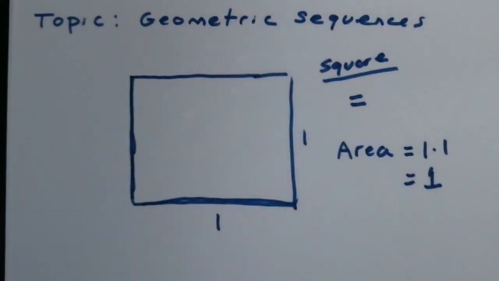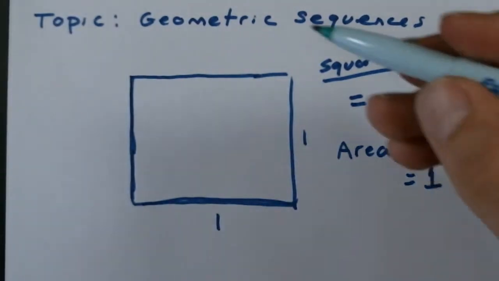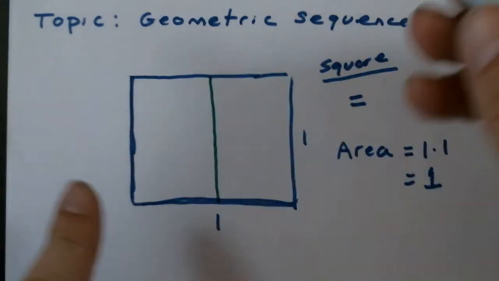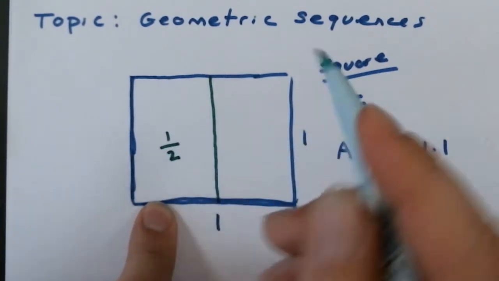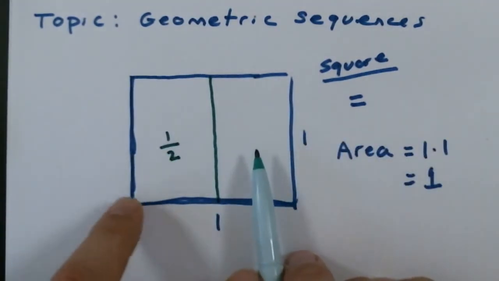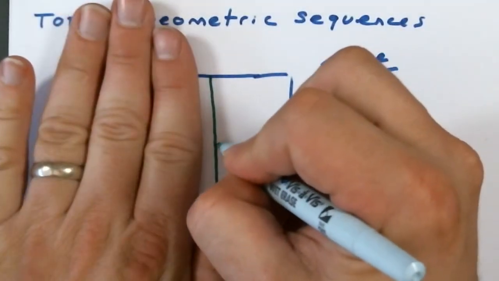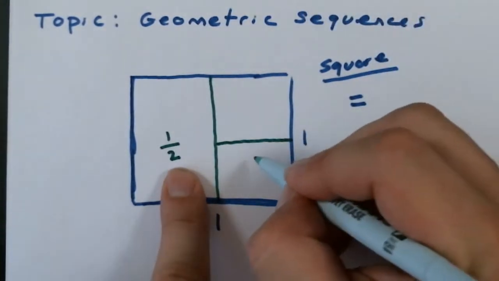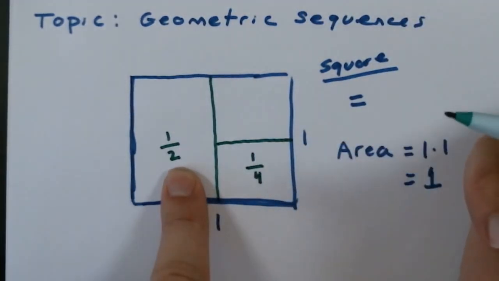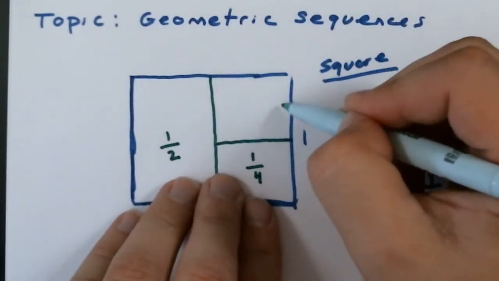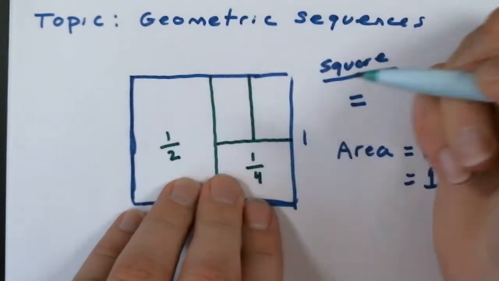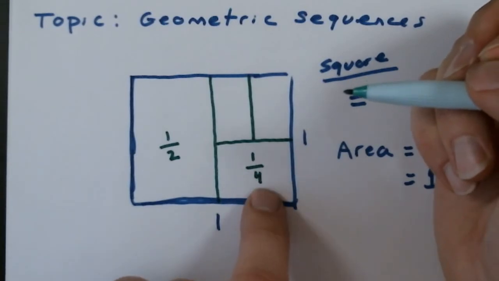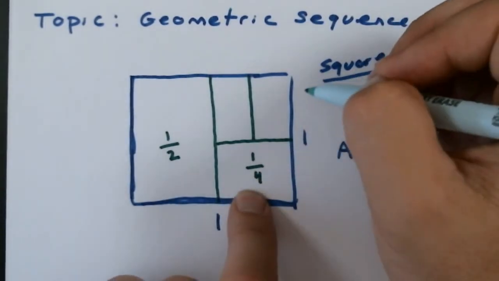And I want us to do something to this. I want us to take the square and now go ahead and cut it in half. So you should have 1/2 here and 1/2 there. Okay, well, take this half and go ahead and cut that in half. So what's a half of that? Well, that's going to be 1/4. Well, now take this and cut this in half. So 1/2, 1/4. What's the next?